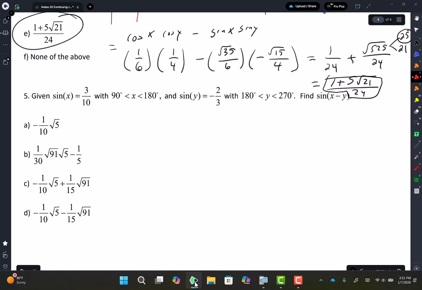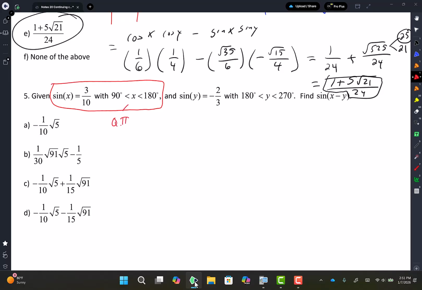Sine x is 3 over 10. If angle x is between 90 and 180, what quadrant is that? That's quadrant 2. And I'm just going to do all this in the same color. Is that okay with you guys? And then sine y is in 180 to 270. What quadrant is that? Quadrant 3.